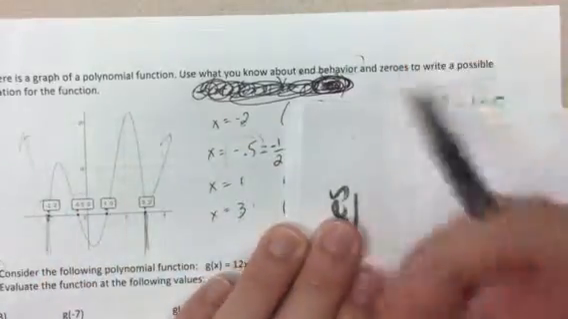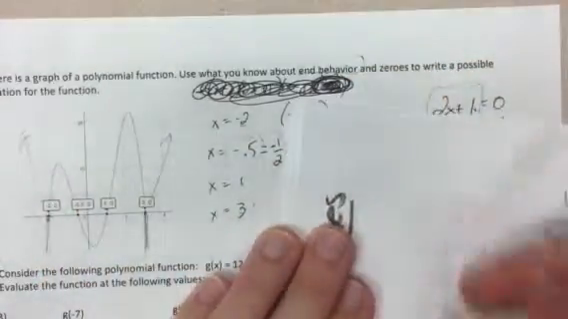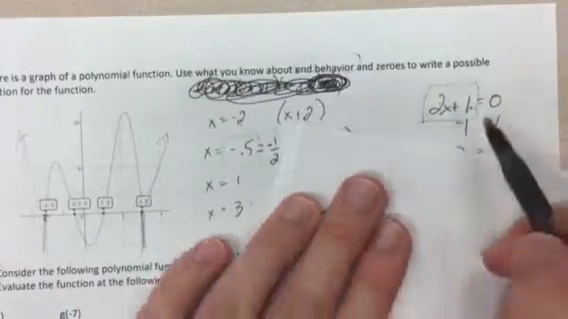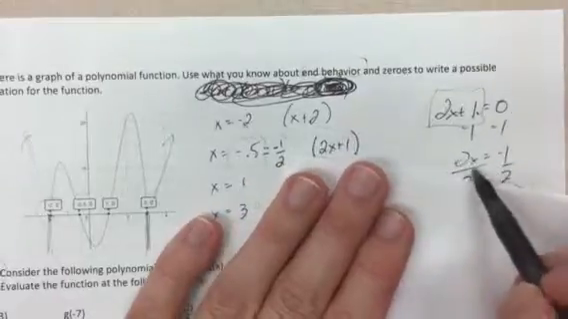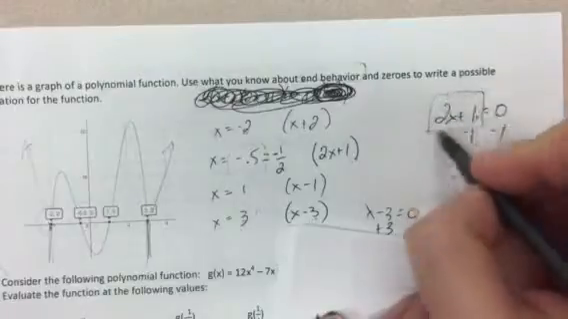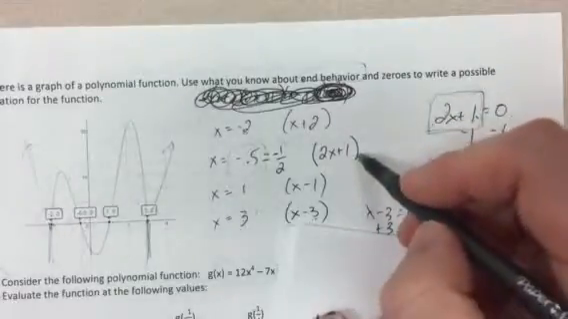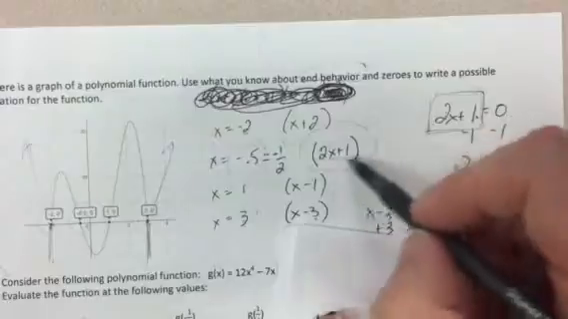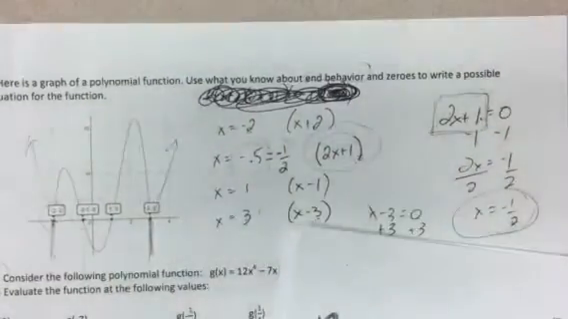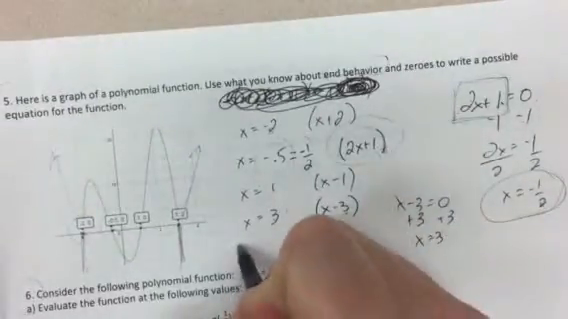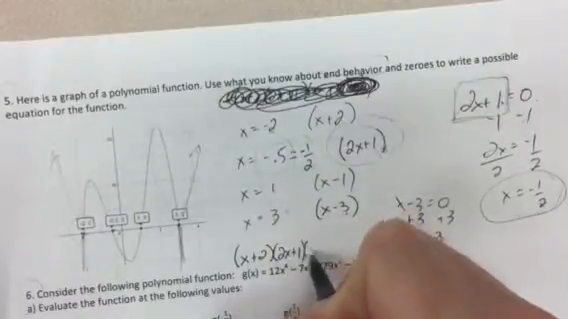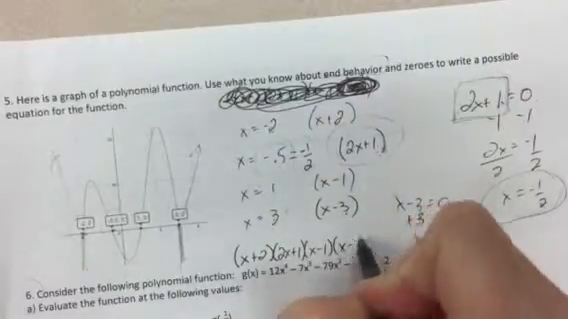And then that means that that's coming from a factor of 2x plus 1, because if you set 2x plus 1 equal to 0, subtract 1 from both sides, and then divide both sides by 2, you get x equals -1/2. So that way we can get this zero from a factor which only has integers. Now I'm going to write this in factored form then. X plus 2 times 2x plus 1 times x minus 1 times x minus 3.